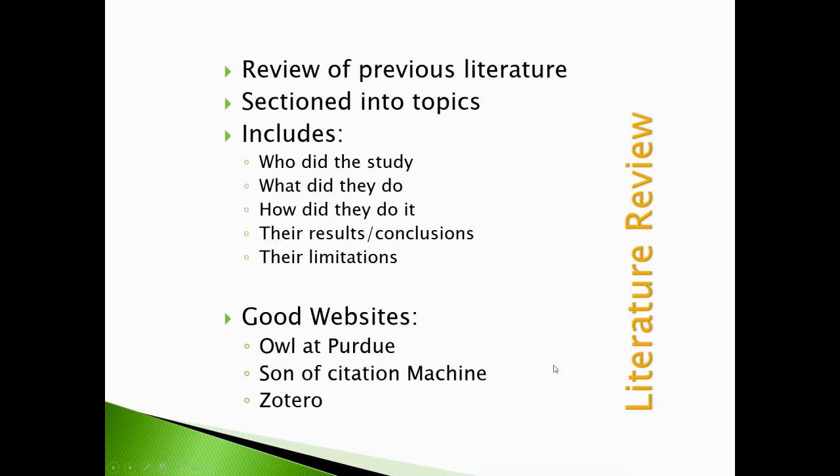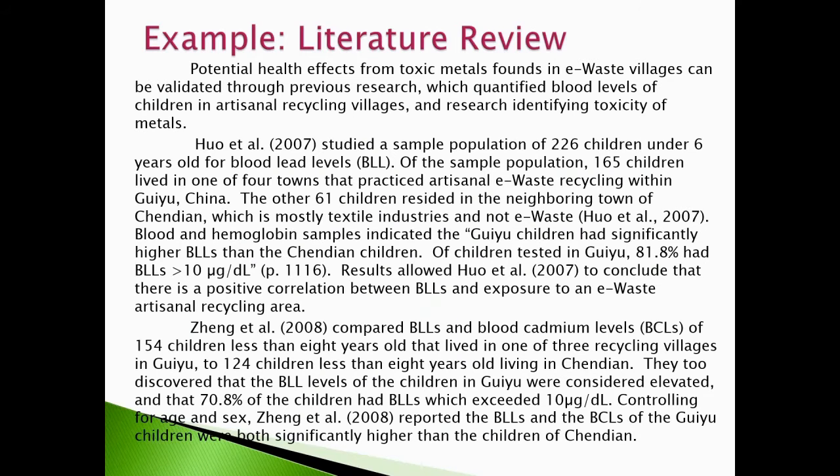Let's look at a literature review. So continuing with our e-waste example, if you look at this second paragraph, the first paragraph just talks about potential health effects from toxic metals found in e-waste villages. So this is just introducing this area of the literature review where they're going to talk about health problems from metals. And then we can jump in.